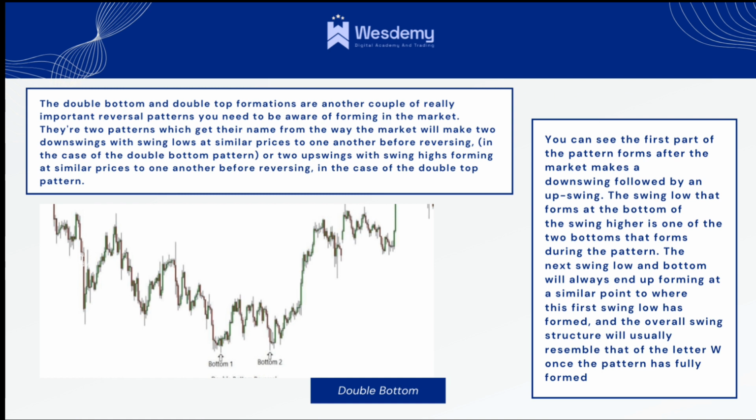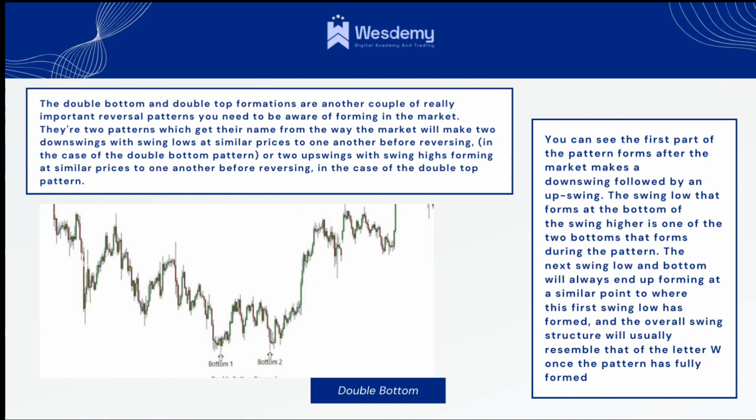You can see the first part of the pattern forms after the market makes a downswing followed by an upswing. The swing low that forms at the bottom of the swing higher is one of the two bottoms that forms during the pattern. The next swing low and bottom will always end up forming at similar points to where the first swing low has formed.